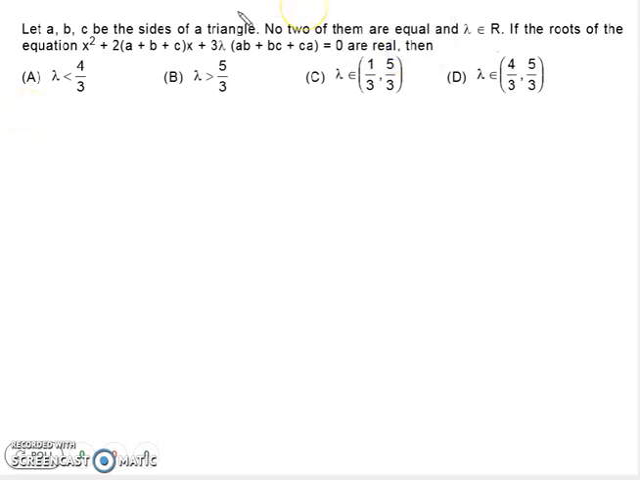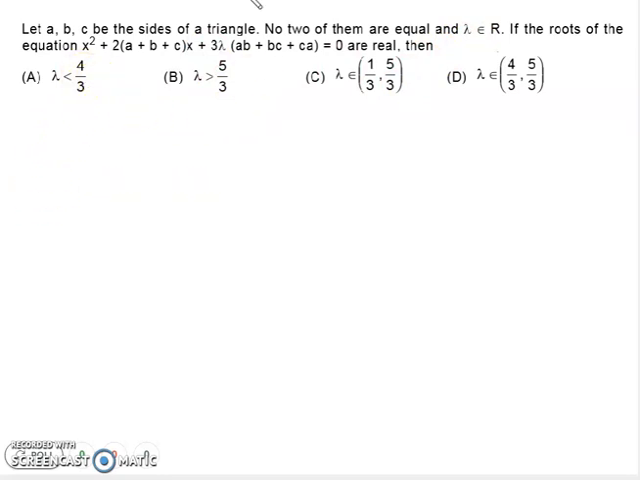So today I am going to discuss a very important question on the quadratic equation, guys. According to this question, we have to find the range of lambda. The sides of the triangle are given: a, b and c are the sides of the triangle and no two of them are equal, and lambda belongs to the real numbers. If the roots of the given equation are real, then we have to find the value. We have four options and we have to check which option is correct, guys.